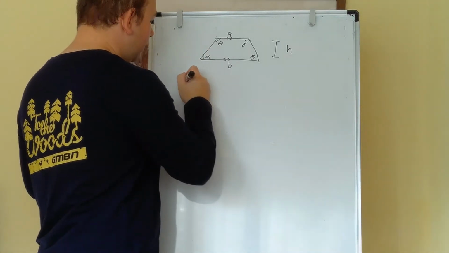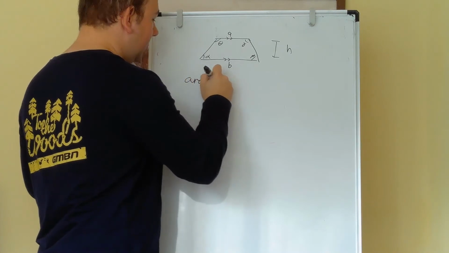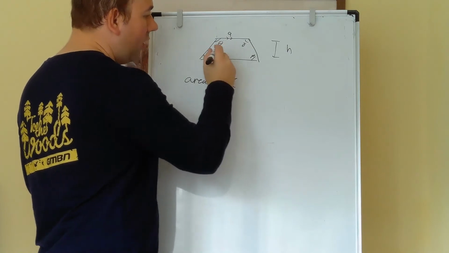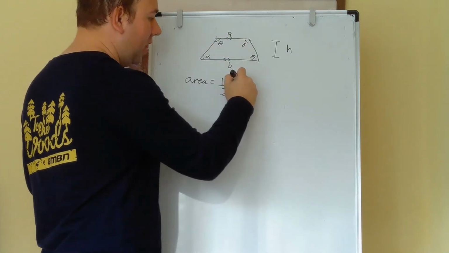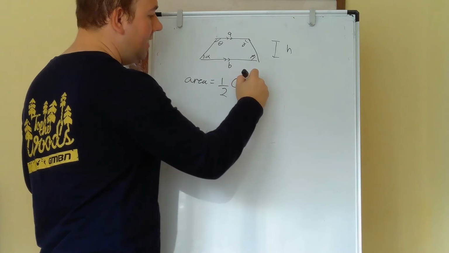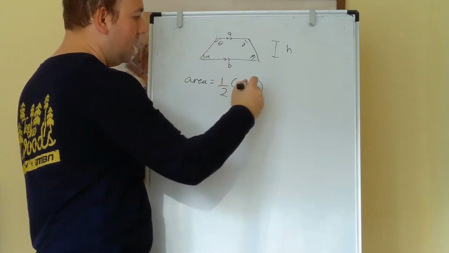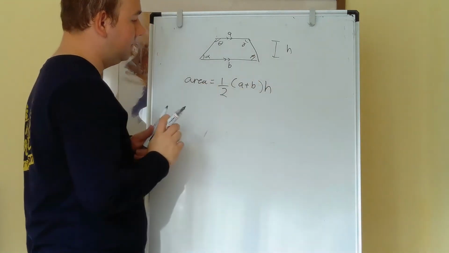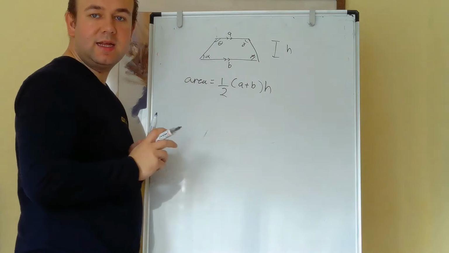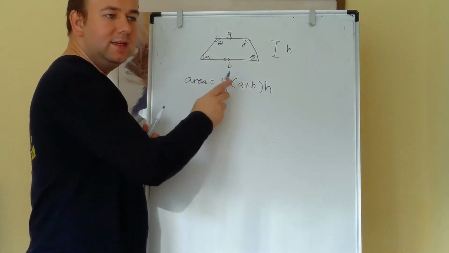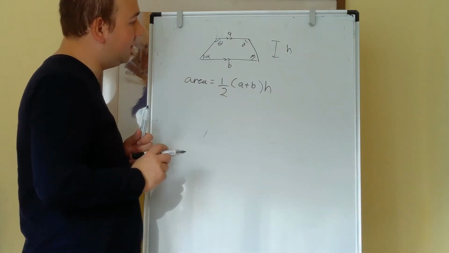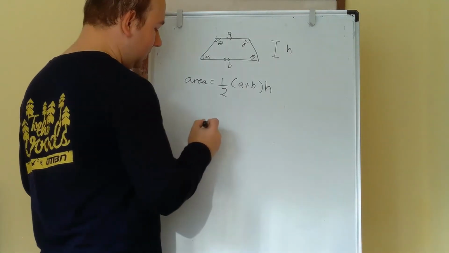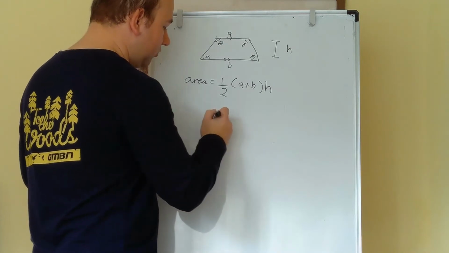So the formula for the area is equal to half the sum of the parallel sides. The parallel sides are A and B, multiplied by the height, which is H. So if you can remember that, again, all well and good. And at GCSE, this formula is given in the formula booklet at the beginning of the exam. However, if you want to prove this, what we again have to do is draw it out nice and big.